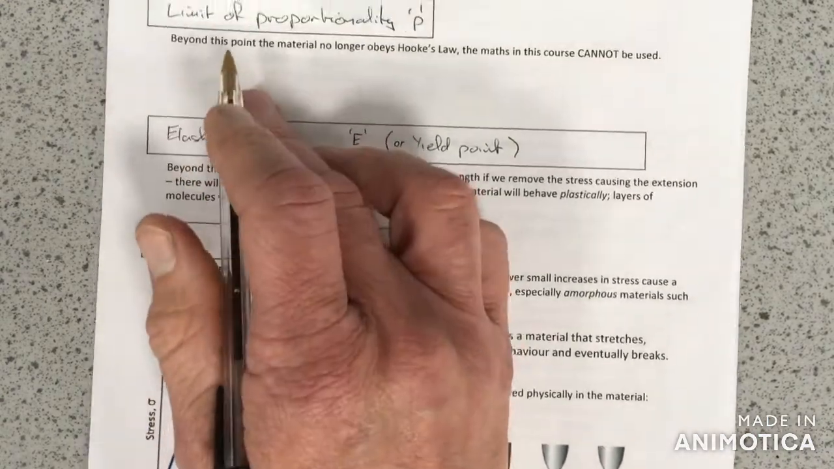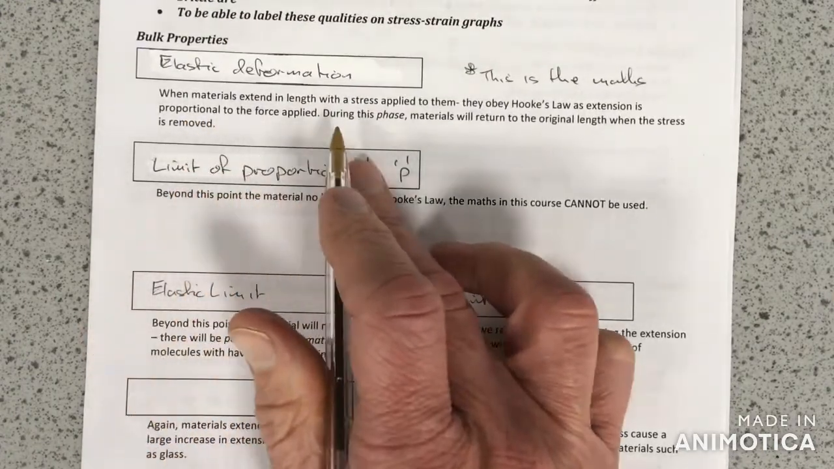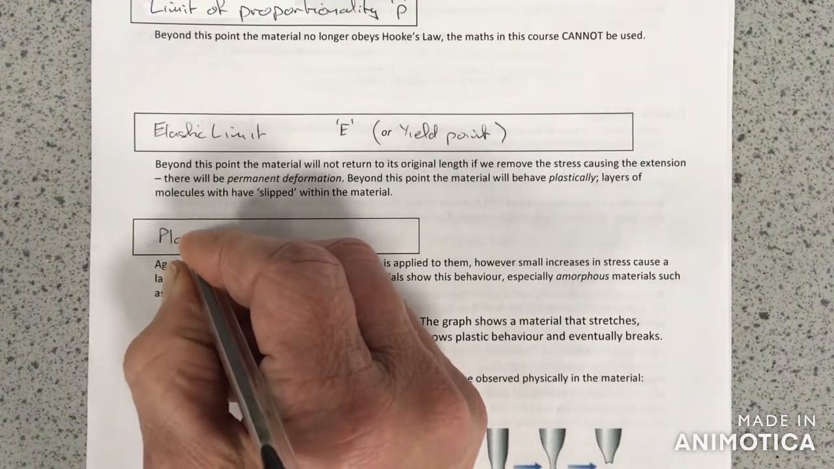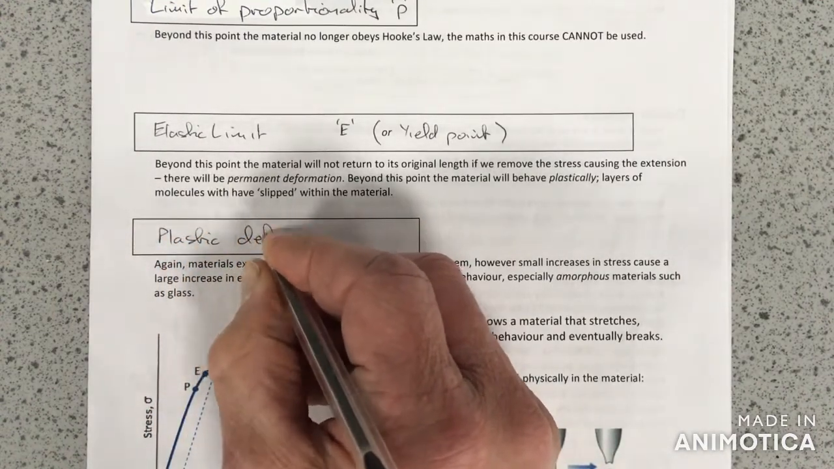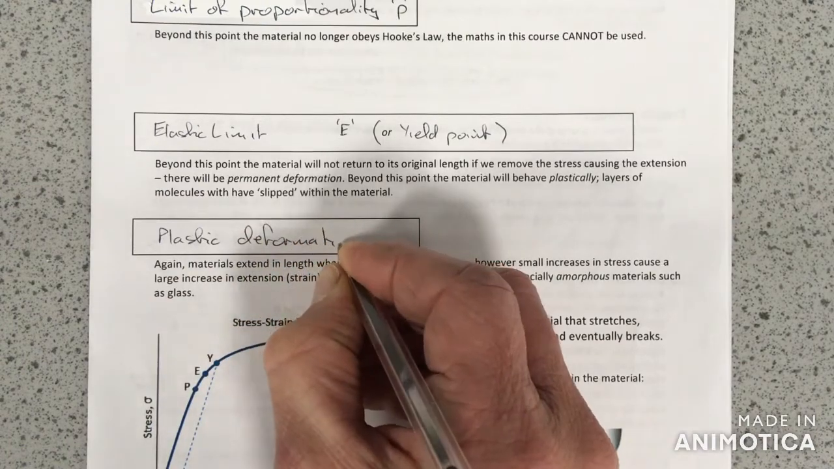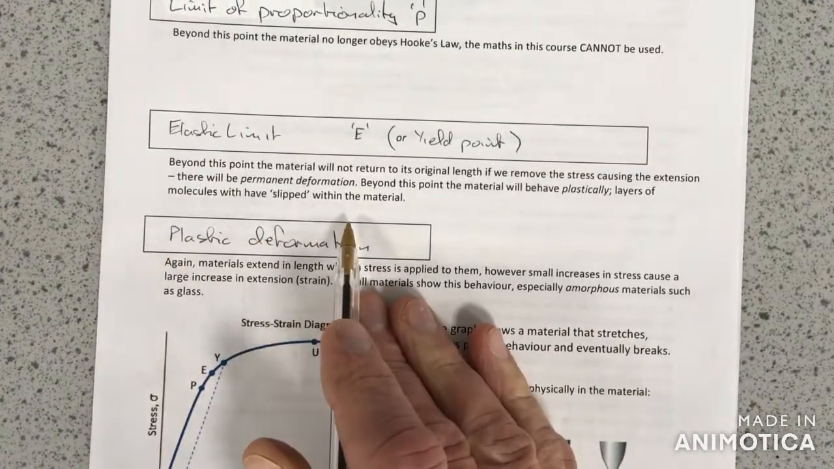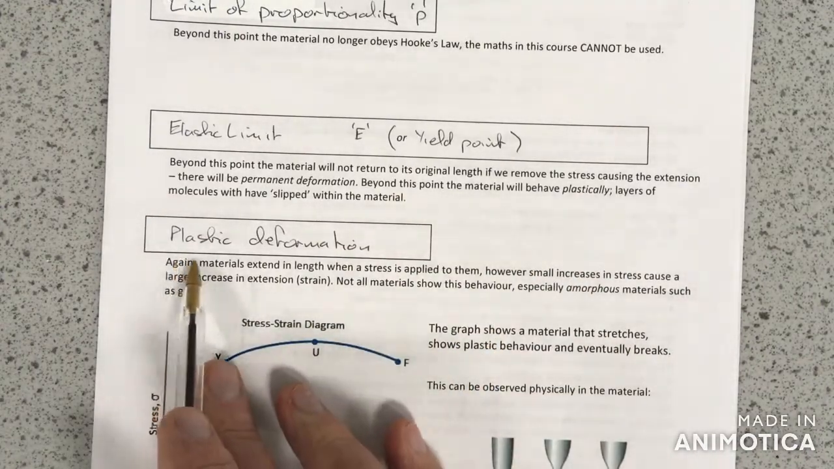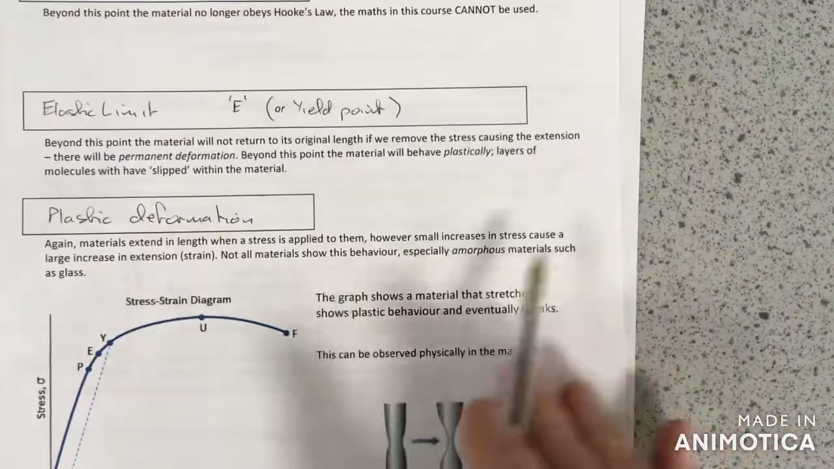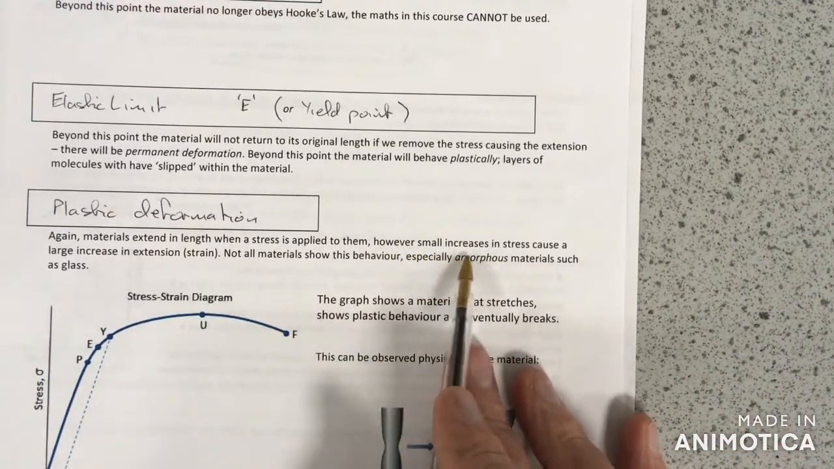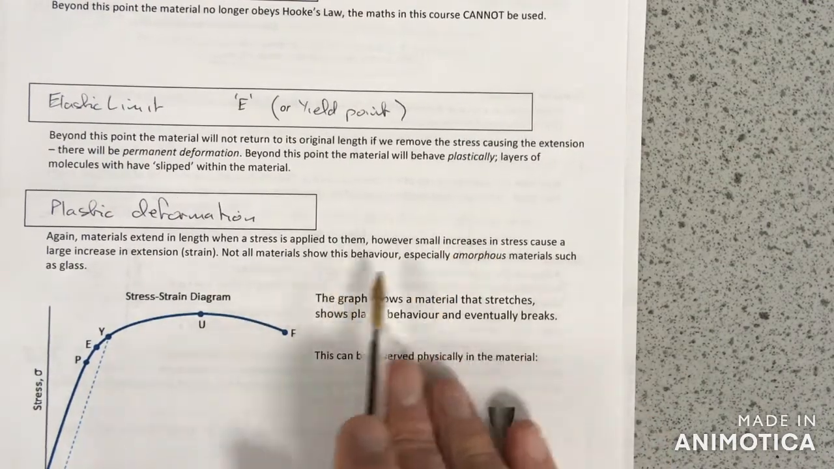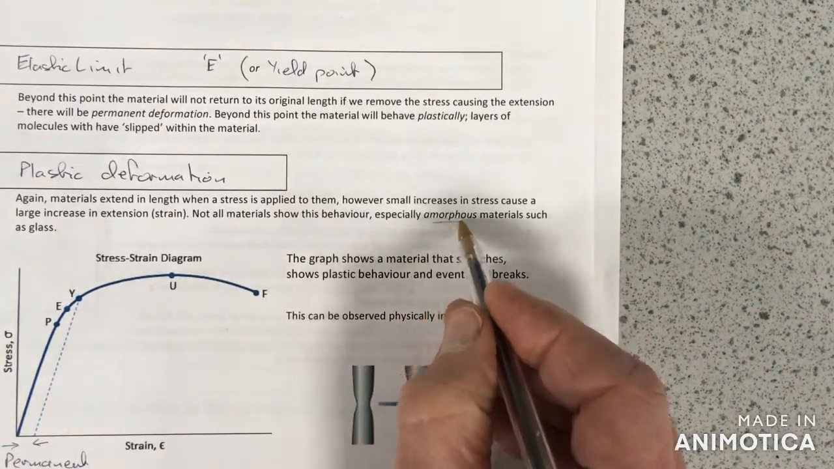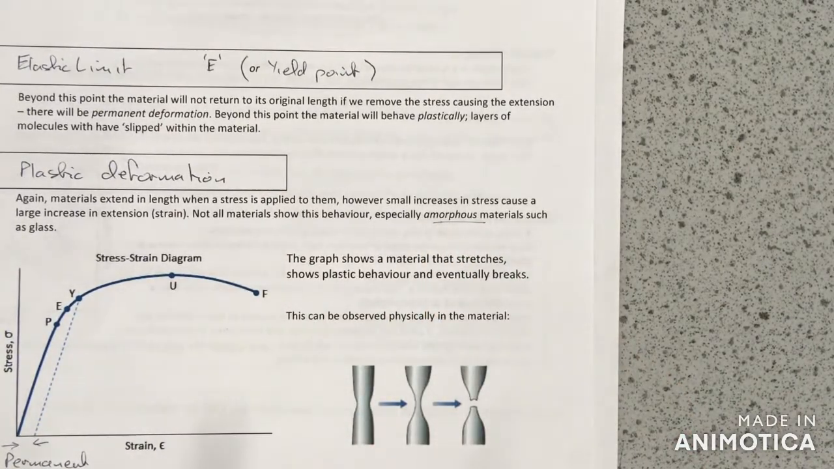So when it is not behaving elastically, the word we use is plastic behavior, or plastic deformation. Again, it sounds posh and you can use it, but it's not plastic, it's not a polymer, it's behaving plastically. So it still extends, but the extension is not proportional to the stress that's causing it. Some materials do not do this. That's materials such as this, but we'll come back to that in the next section.